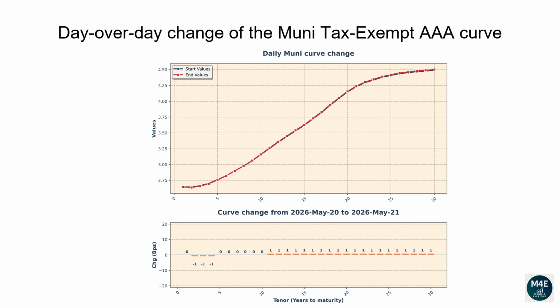The one-year tenor changed 0 basis points. The 2-year tenor changed -1 basis points. The 5-year tenor changed 0 basis points. The 10-year tenor changed 0 basis points. The 20-year tenor changed 1 basis points. The 30-year tenor changed 1 basis points.